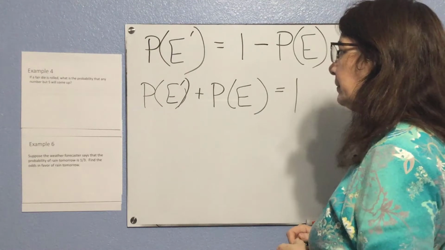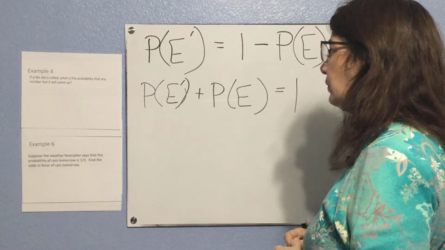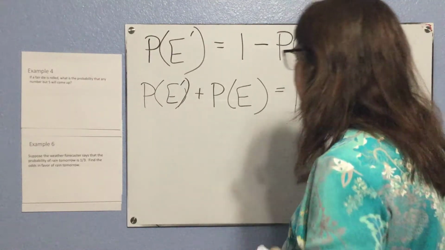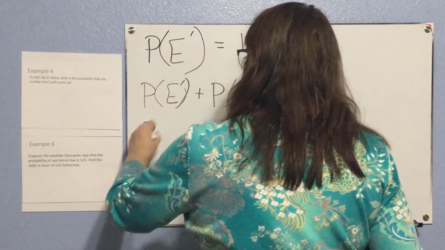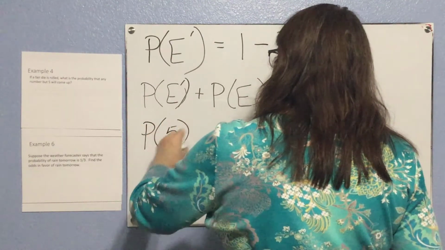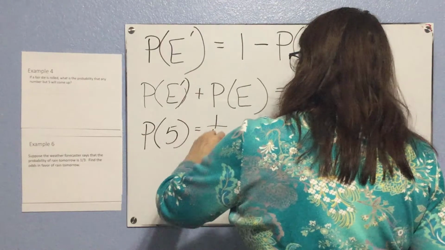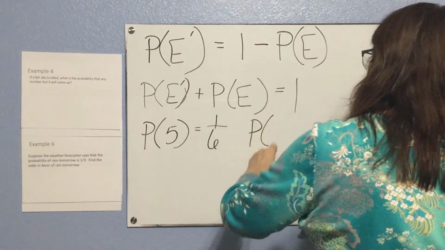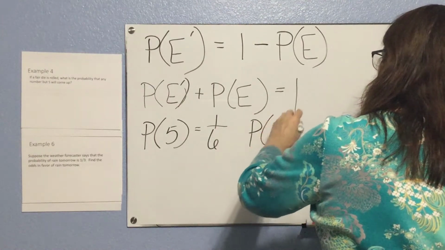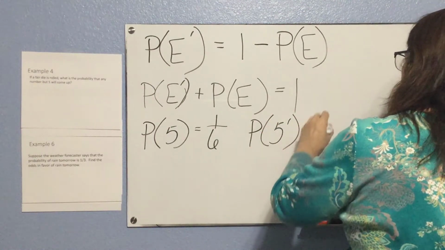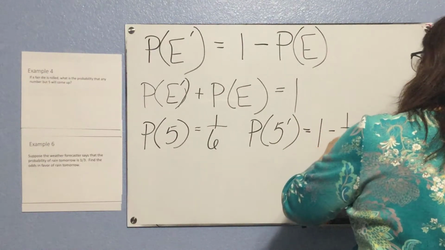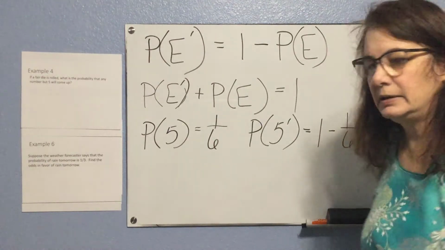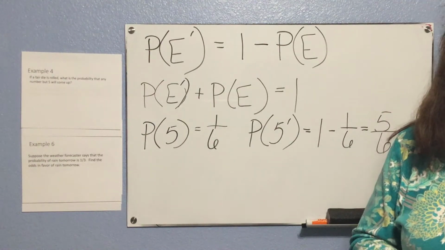Let's look at an example. If a fair die is rolled, what is the probability that any number but 5 will come up? Well, we know that the probability of 5 is 1 chance out of 6. So the probability of the complement of 5, which is everything else, has got to be 1 minus 1 over 6, or 5 over 6. So pause the video now and work on checkpoint 4.